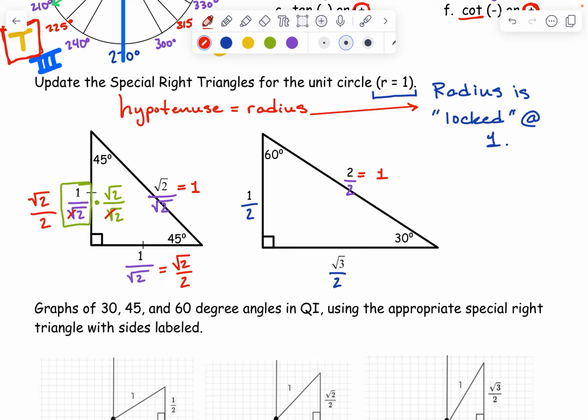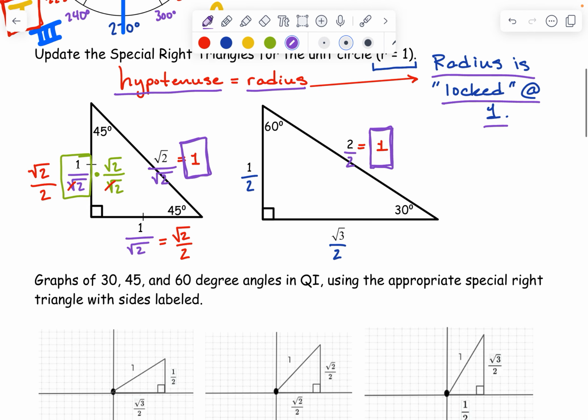So I hope that made sense to you. We didn't change the ratios or the proportions at all. All we did was manipulate them to make the hypotenuse equal 1. The hypotenuse needs to equal 1 because on the unit circle, the hypotenuse is the radius and the radius is locked at 1.